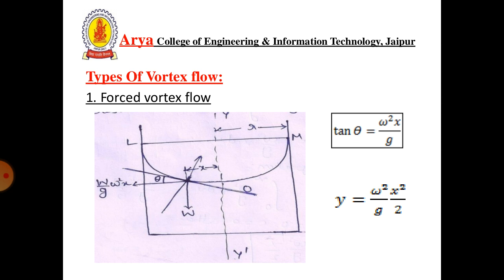Centrifugal force can be calculated as W upon g into omega square x. By resolving the horizontal forces, we have R sin theta equal to W upon g into omega square x. In the vertical direction, we have R cos theta equal to W. From these equations, we get tan theta equal to omega square x upon g, and the distance y can be calculated by integrating from 0 to x of omega square upon g x dx, giving y equal to omega square x square upon 2g.